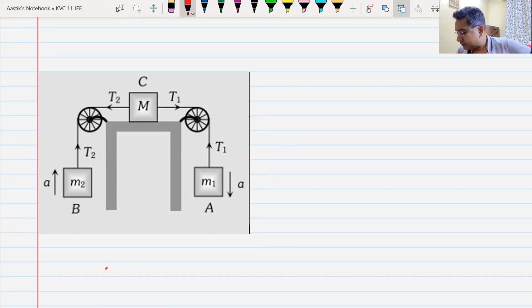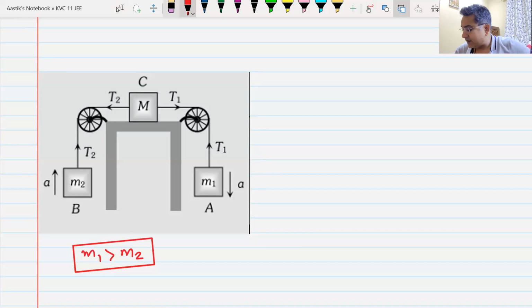On what factor does it depend? If I say that M1 is greater than M2, then how will the system move? If I say M2 is greater than M1, then how will the system move? If M1 is greater than M2, then the M1 block will go down and M2 block will come up. Yes or no? I hope you understand this. So this is the condition which is given here in this diagram. M1 is greater than M2. Do we understand this?